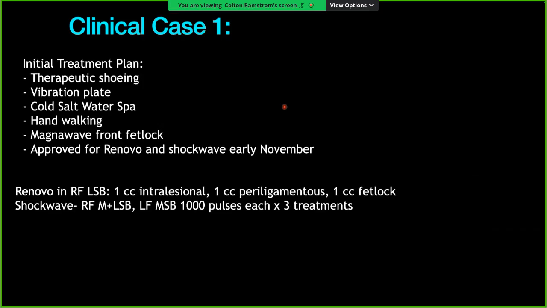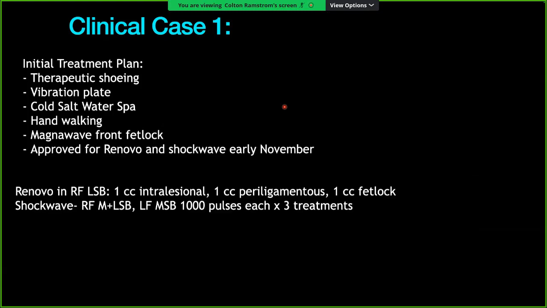Treatment for him, initially we started with therapeutic shoeing, which we'll get into a little bit down the road. He was at Epic, so we did have some good options as far as therapy. So we put him on the vibration plate. Initially had him in the spa, hand walking, magna waving that fetlock.